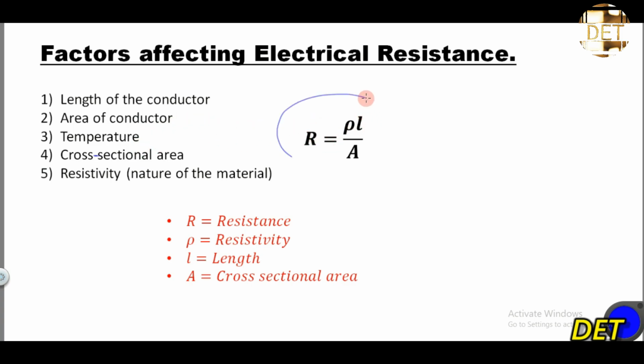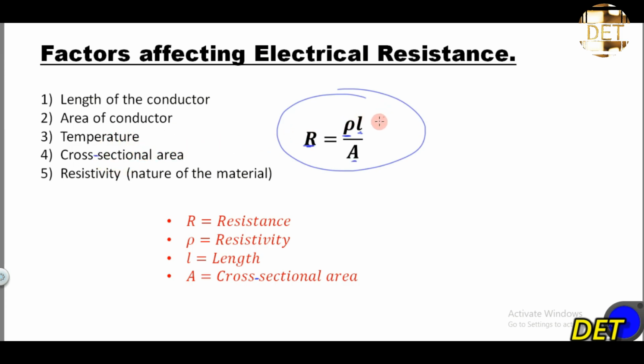So the formula is this. It's giving us resistance, which is R, is equal to resistivity times length over area, right? Where R is the resistance, ρ (rho) is the resistivity, L is the length, and A is the cross-sectional area, right? So this is the formula that connects some of these parameters.